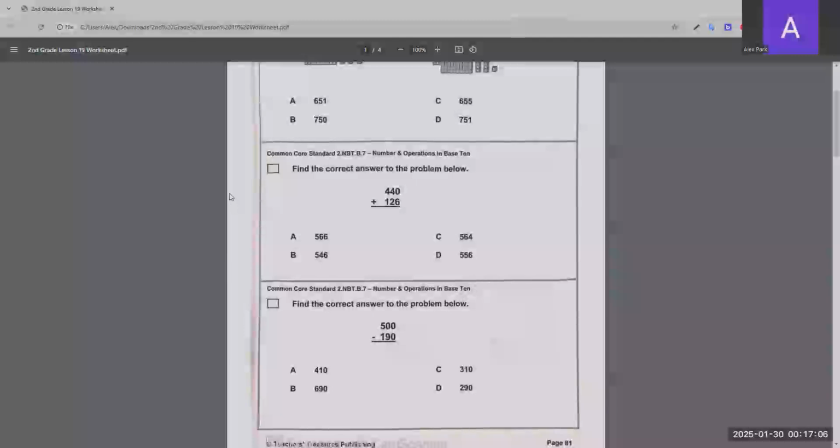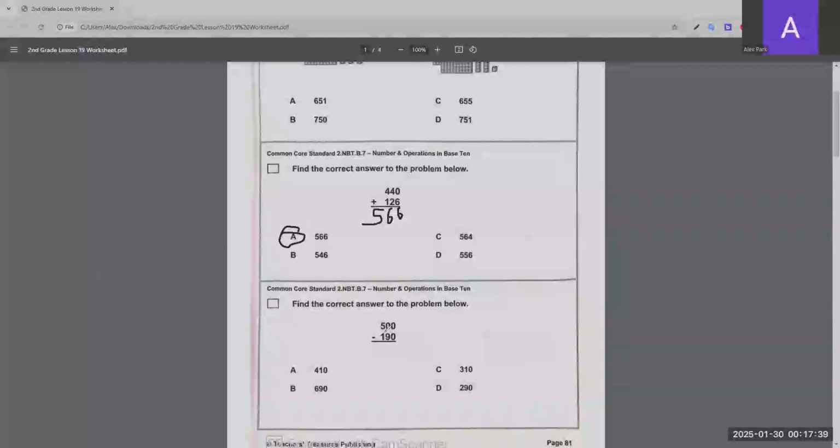Next, find the correct answer to the problem below. So this problem is just basic addition. So first we're going to add the ones place, which is these two numbers on the very right. So 0 plus 6 is just 6. 4 plus 2 is 6. And then the hundreds, 4 plus 1 is 5. That represents D, 500. Oh, sorry. That would represent A, 566.